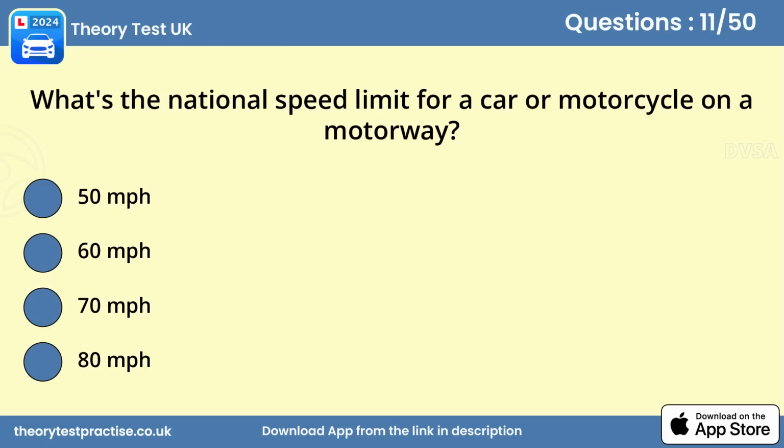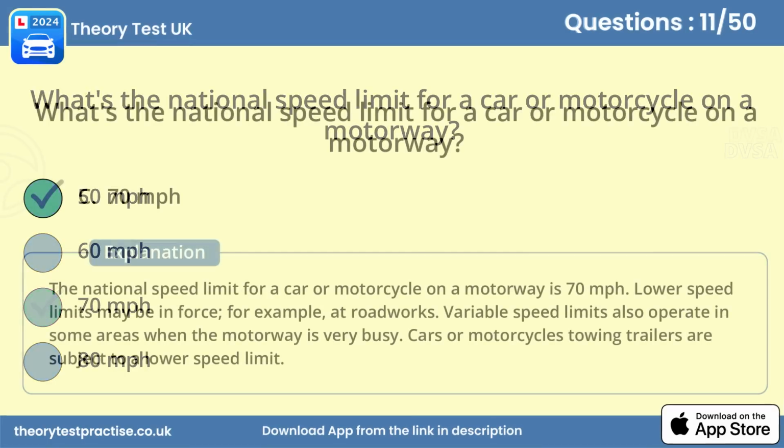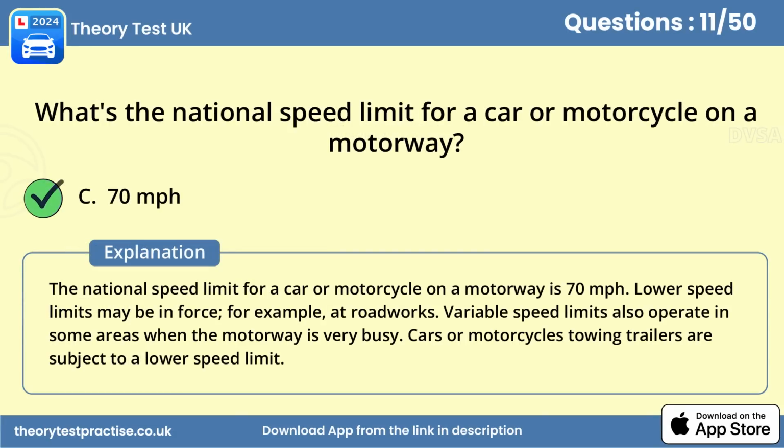Question 11. What's the national speed limit for a car or motorcycle on a motorway? C. 70 miles per hour. The national speed limit for a car or motorcycle on a motorway is 70 miles per hour.